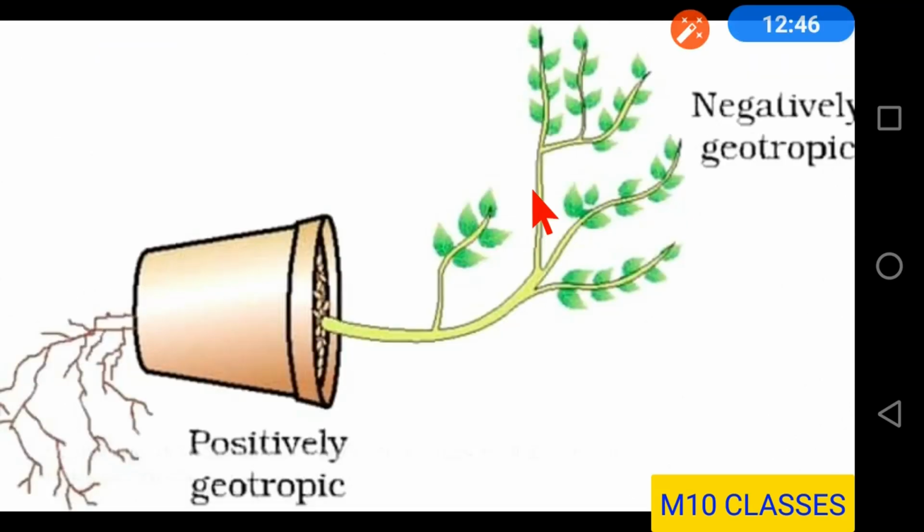Now see, if you keep this flower pot in a tilted position, then you will see after some days the shoot part will grow upwards, that means in the opposite direction of gravity. So it is called negative geotropism because it moves away from gravity. But in case of the root, they move towards the ground, that means towards gravity, that is why it is positive geotropism.